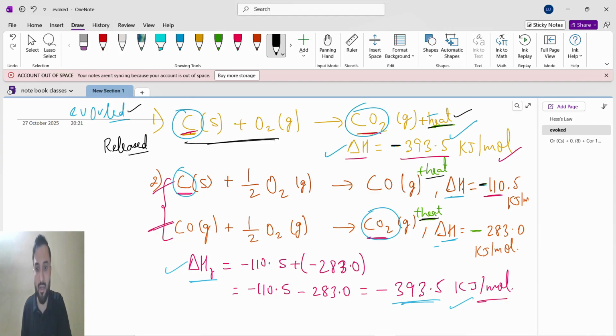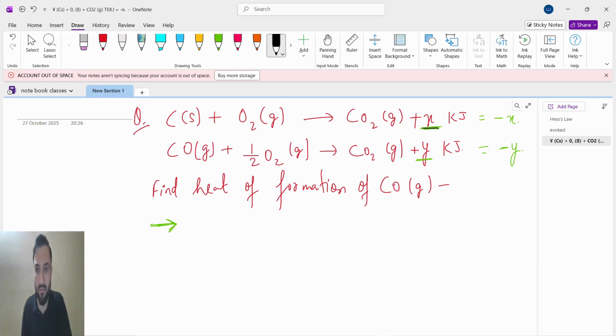Here also heat is released. Whenever the reaction happens, heat will get released, which means exothermic. So exothermic means delta H is negative. That's why here also plus X: this plus indicates the heat. Plus X or plus Y here indicates the heat.